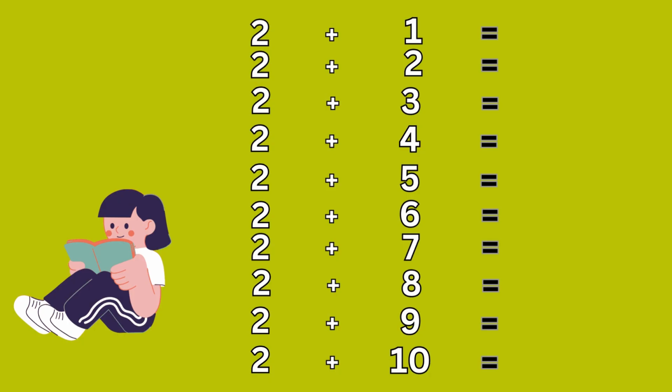Addition table 2. 2 plus 1 equal to 3. 2 plus 2 equal to 4. 2 plus 3 equal to 5. 2 plus 4 equal to 6.